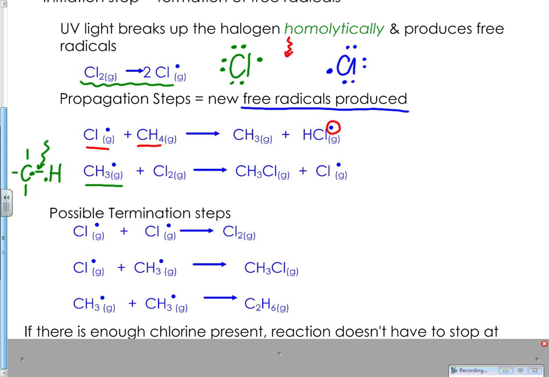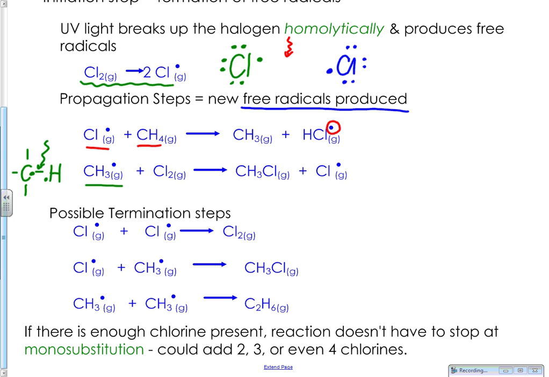Okay. Now, if there's enough chlorine present and you get enough free radicals to happen, you don't necessarily just get monosubstitution, meaning 1 chlorine would add on to the CH groups. You could add even 2 or 3 or even 4 chlorines. So something like this, where there are 2 H's and 2 Cl's is possible, or 3 Cl's, or even 4. So that's the reactions of alkanes.